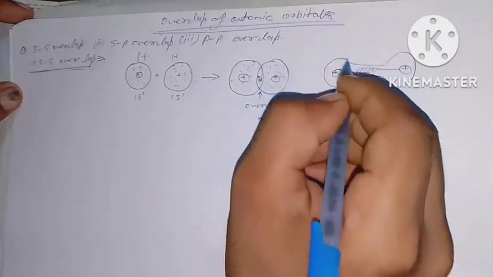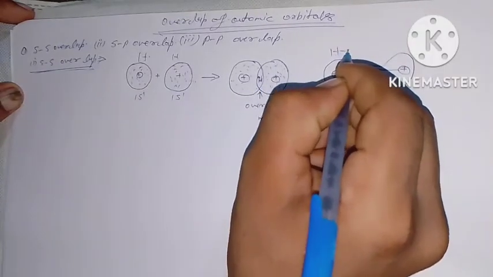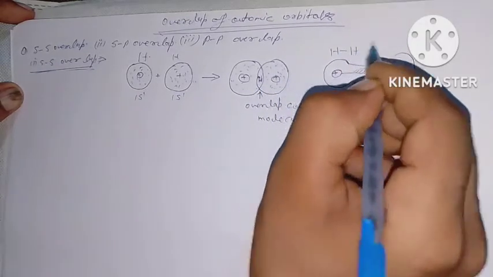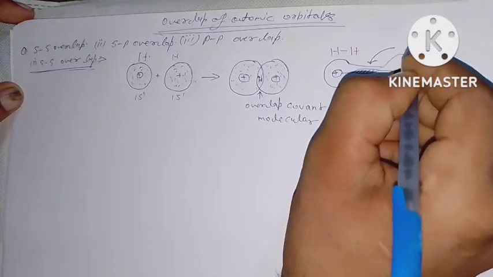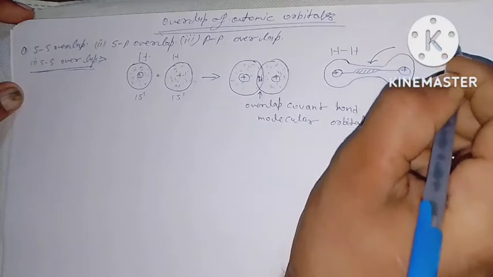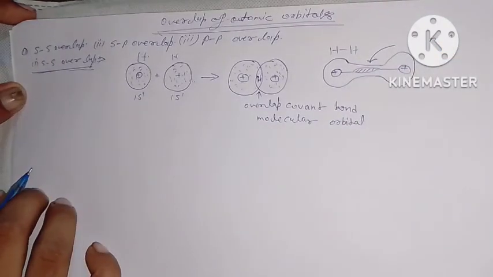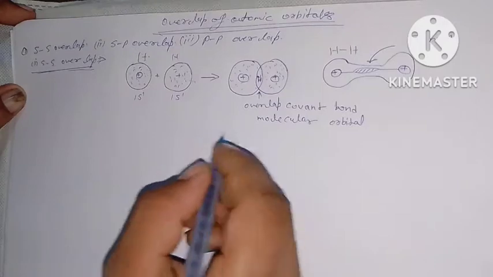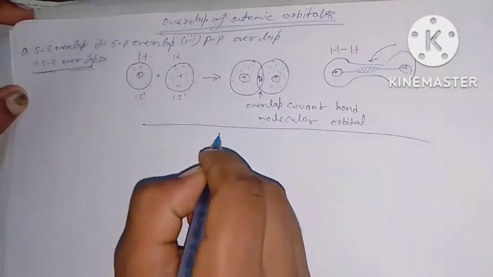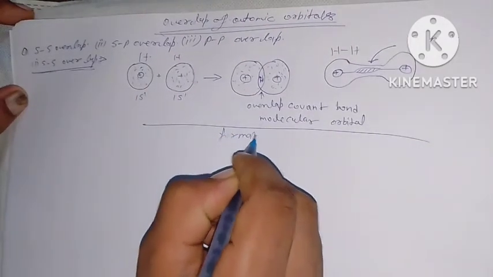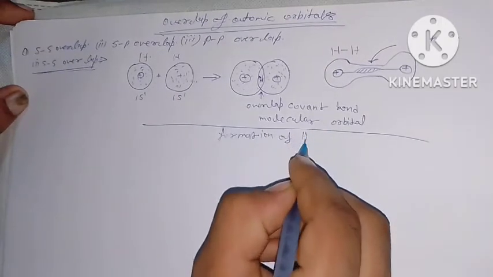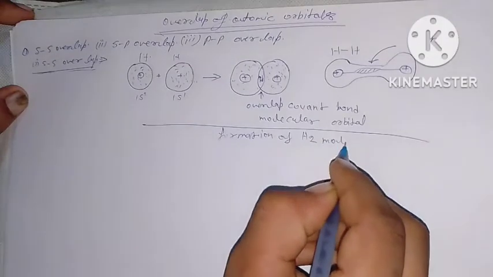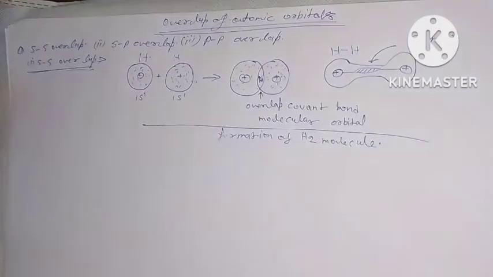This covalent bond H-H is a sigma bond. This is the formation of the H2 molecule.